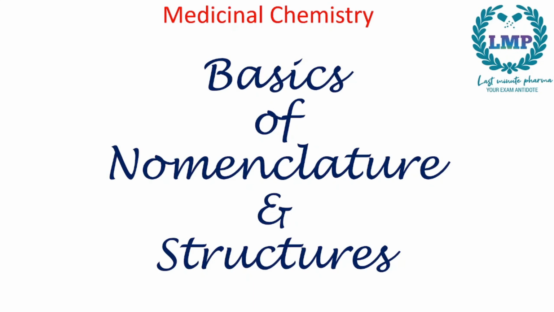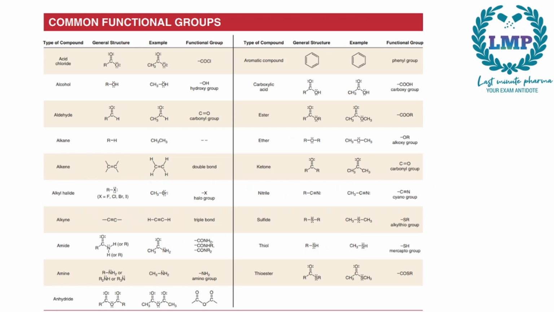So let's get started. First we will learn about the common functional groups. Now, what is an acid chloride? First, what is an acid? Acid is carboxylic acid, R C double bond O and OH. Now if we say acid chloride, OH will be substituted with chlorine, that is Cl. Alcohol is written as ROH. Aldehyde is R C double bond O and H.